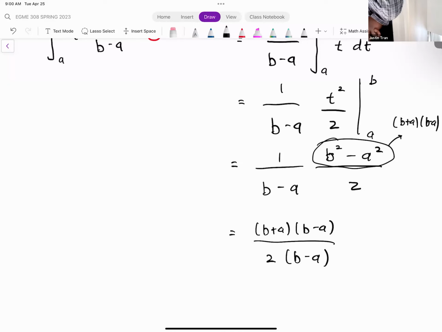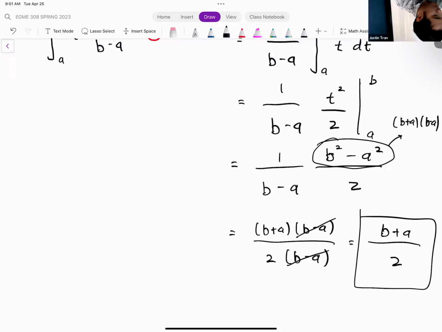We have a b minus a up top and a b minus a on the bottom, so we go ahead and cancel those out. So our mean is b plus a divided by 2. So our mean value, our average, is simply the average between the two bounds, right? It's right in the middle of a and b.